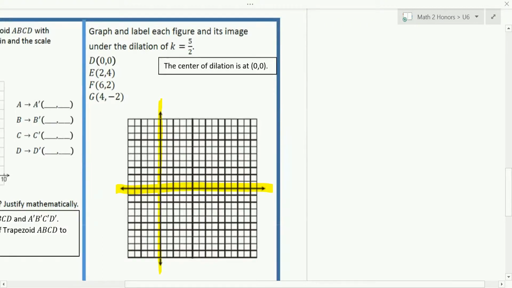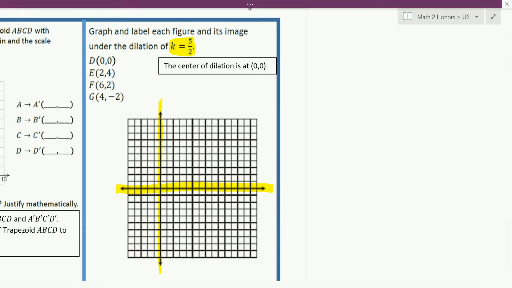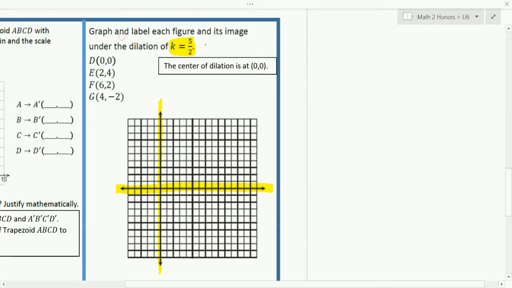We want to graph and label each figure and its image under the dilation k equals 5 over 2. So this right here, k equals 5 over 2, what do you think that is? That's our scale factor. Okay. And they give us the points D, E, F, and G, so that's our original quadrilateral. And so let's start by plotting those.